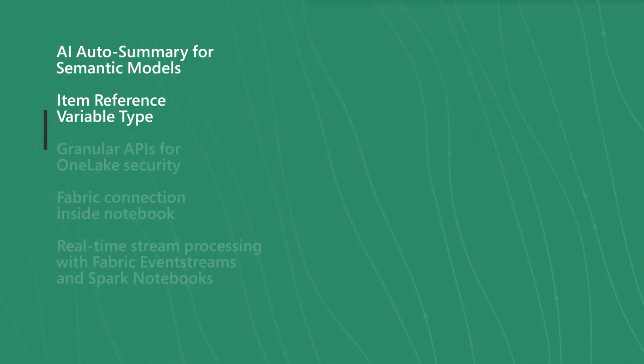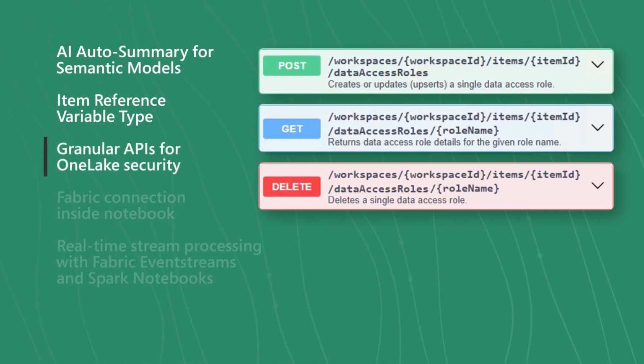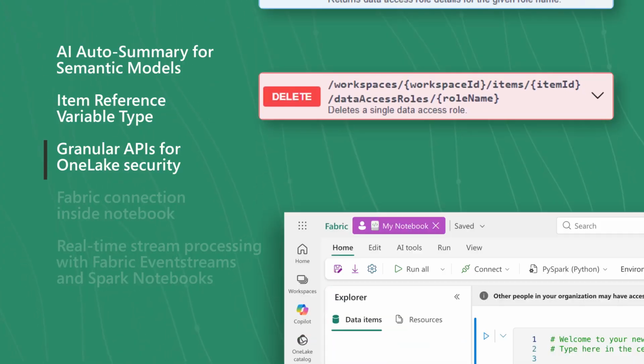We were all waiting for OneLake security. Now you have these new REST APIs for fine-grained control over OneLake security roles. Create, retrieve, delete, all through the API. Perfect for managing security at scale.